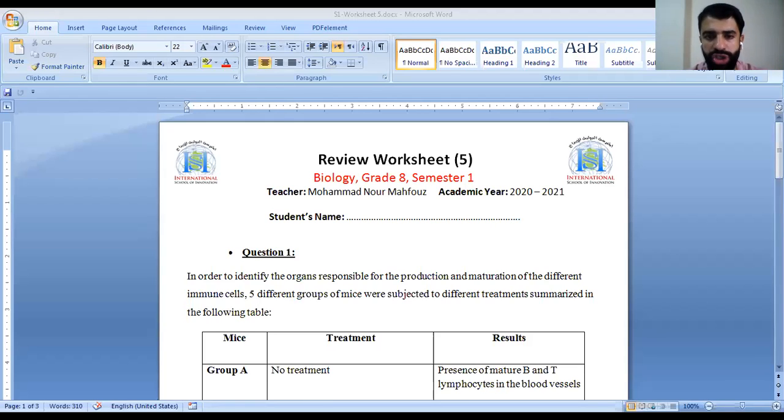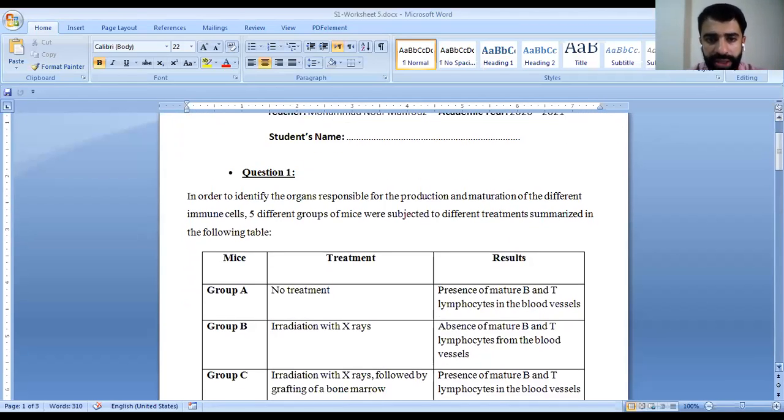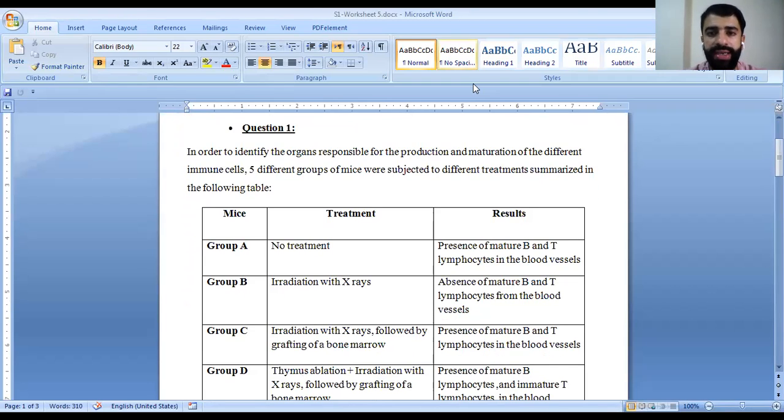So this is worksheet 5 for biology, grade 8, semester 1. Question number 1 says, in order to identify the organs responsible for the production and the maturation of different immune cells, 5 different groups of mice were subjected to different treatments. Okay, so 5 different groups are subjected to 5 different treatments.